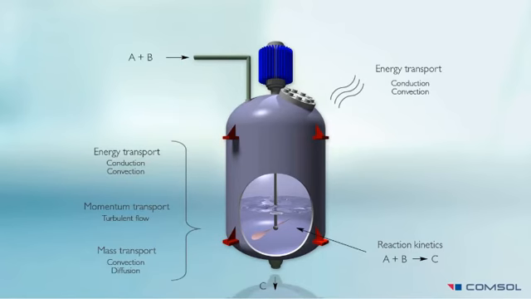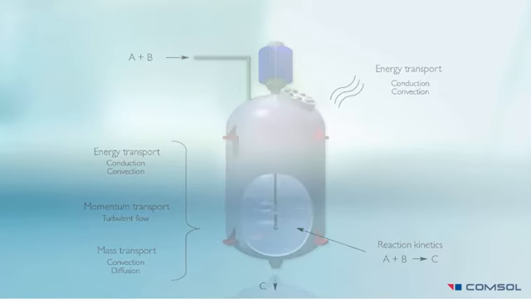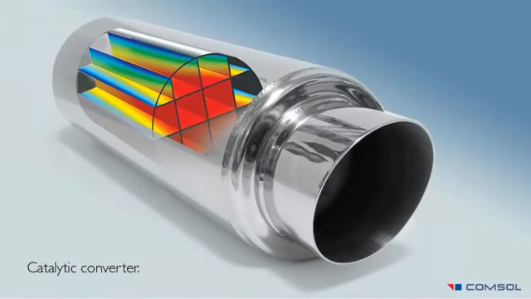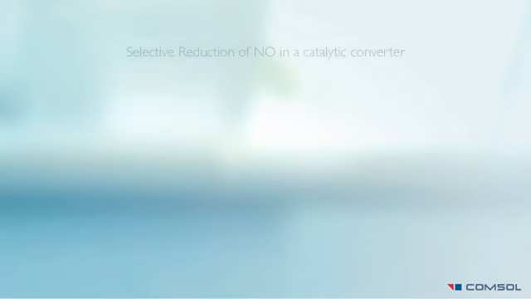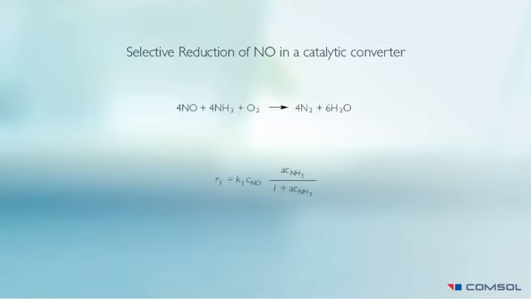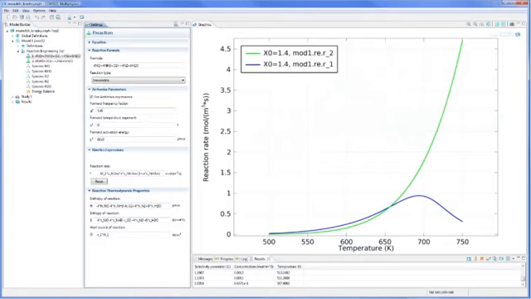But how do you go from a conceptual model to real results for real-world applications? Here we have an example from the automotive industry of a catalytic reactor that removes nitrogen oxide from a car's exhaust through the addition of ammonia. A second, parasitic reaction also consumes ammonia, which means that higher amounts of this are required.